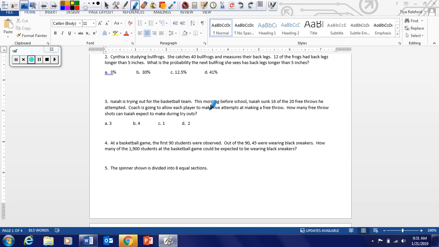Cynthia is studying bullfrogs. She catches 40 bullfrogs and measures their back legs. 12 of the frogs had back legs longer than 5 inches. What is the probability that the next bullfrog she sees has back legs longer than 5 inches?